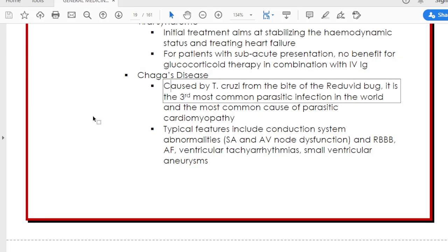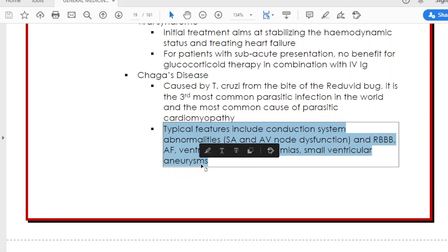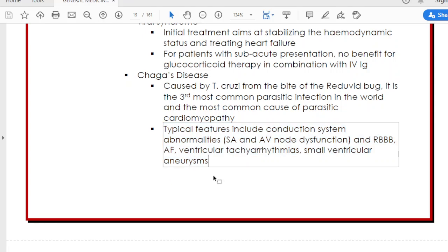Chagas disease. Caused by T. cruzi from the bite of the reduviid bug, it is the third most common parasitic infection in the world and the most common cause of parasitic cardiomyopathy. Typical features include conduction system abnormalities, SA and AV node dysfunction, and RBBB, AF, ventricular tachyarrhythmias, small ventricular aneurysms.